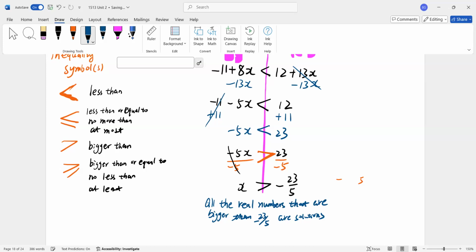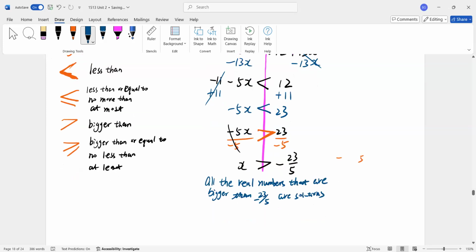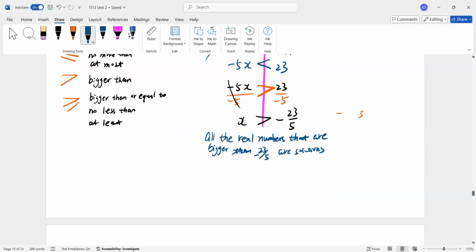So the reason I want you, as a beginner, if you are not very familiar with this part, to write this down is so you have an idea. You can see the picture. What are the solutions? The solutions are not just unique. There are infinitely many. Any real number, as long as the real number is bigger than negative 23 over 5, is a solution of the inequality. Okay, so we can draw the graph on a real number line. Let's say this is 0. Suppose this is negative 23 over 5.